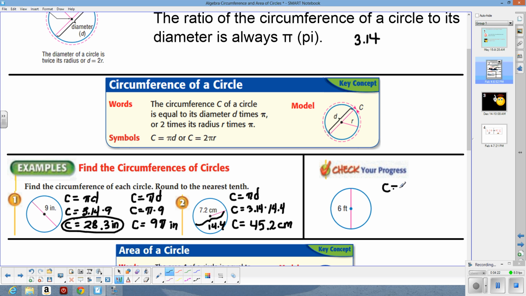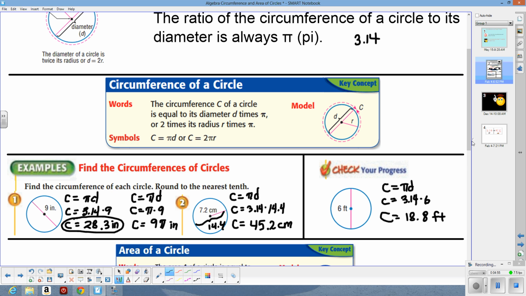Remember, circumference equals pi d. So circumference equals 3.14 times the diameter, which is all the way across the circle, and that is 6. So 3.14 times 6, that's 18.84, so to the nearest tenth, 18.8 feet.